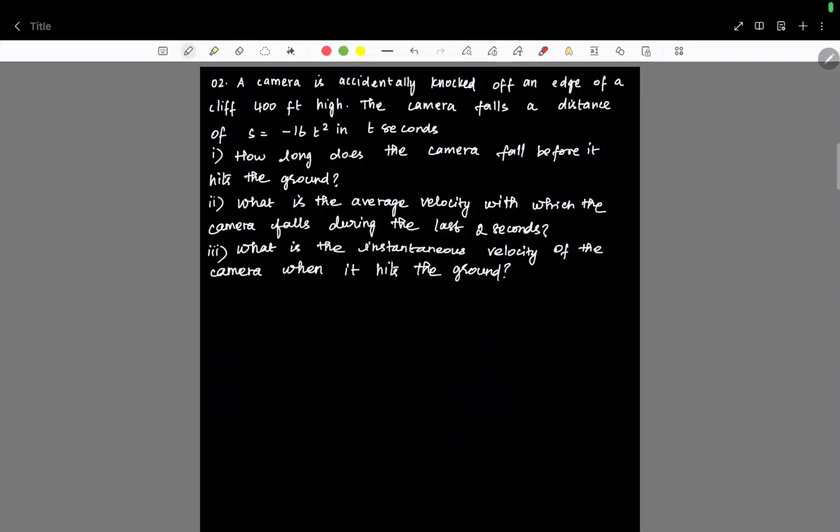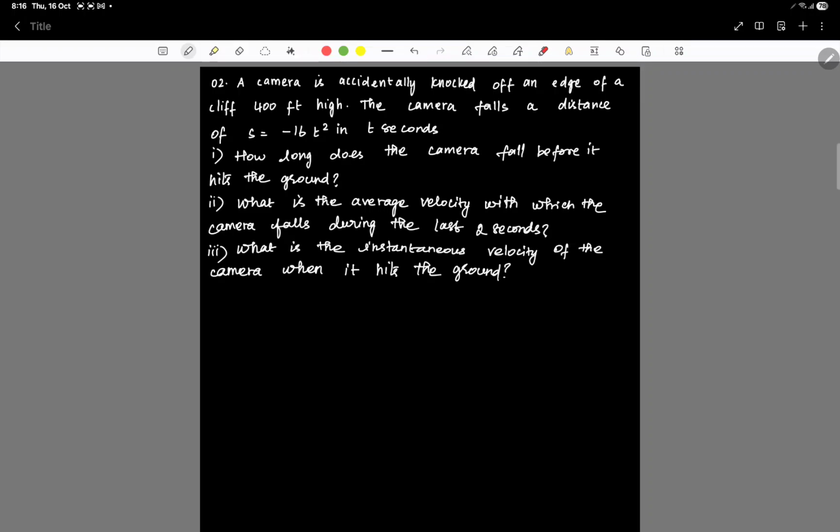Exercise 7.1, question number 2. A camera is accidentally knocked off an edge of a cliff 400 feet high. The camera falls a distance of s is equal to minus 16t square in t seconds. How long does the camera fall before it hits the ground?